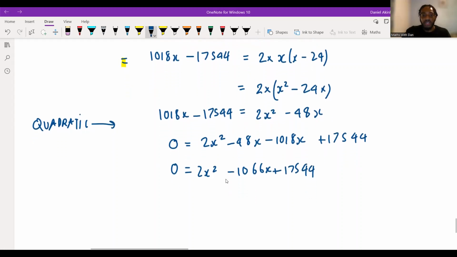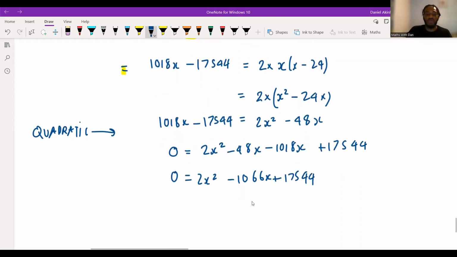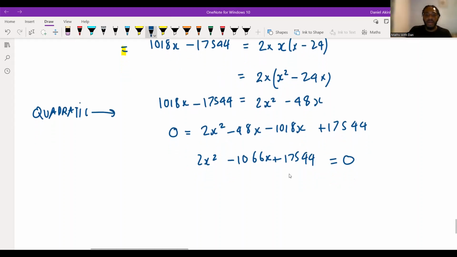Does that make sense so far, guys? So now we've got a quadratic equation. I'm just going to write this on the other side, so it's more familiar. So we've got equal to 0.